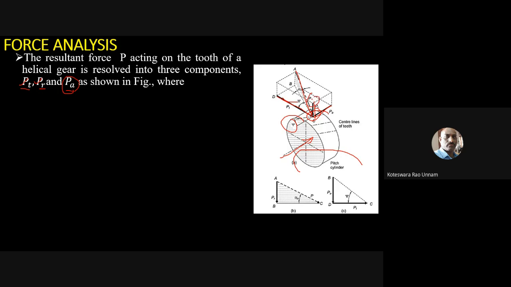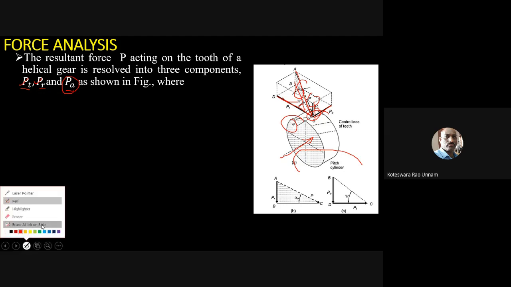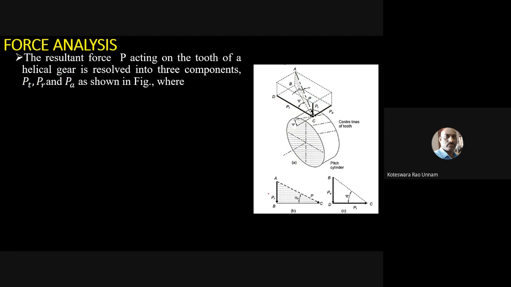So this P is making an angle with respect to two planes here. With respect to the horizontal plane, this is psi. With respect to this diagonal plane, it is going to be alpha n. So you can have an axial component of force also in the case of a helical gear. You can see the force triangles here, with the tangential and radial components. PR is the radial, PT is the tangential and PA is the axial force. How these forces are related to each other.